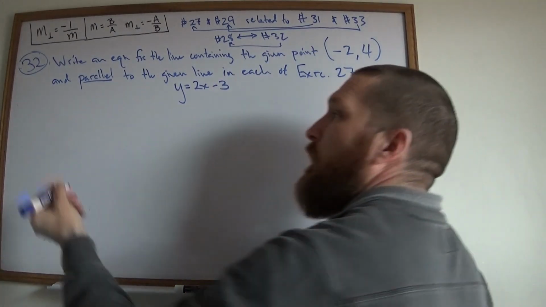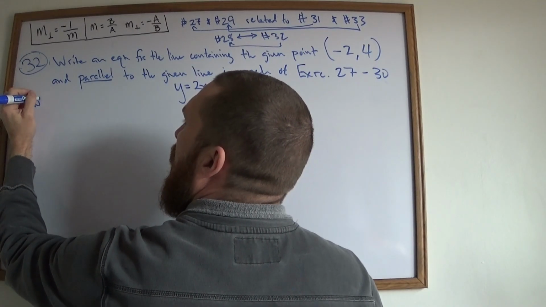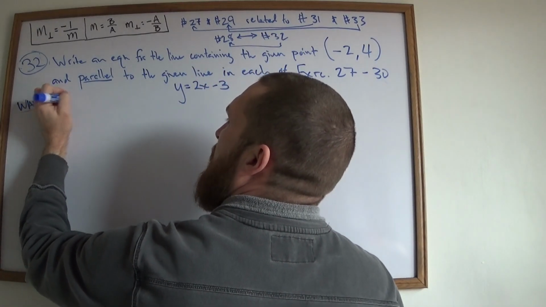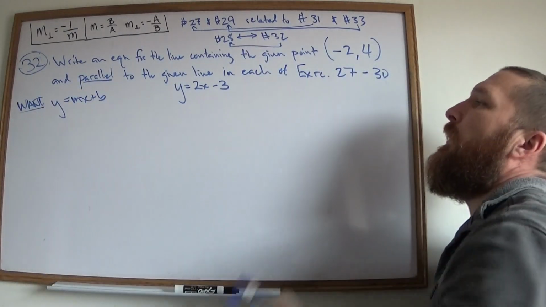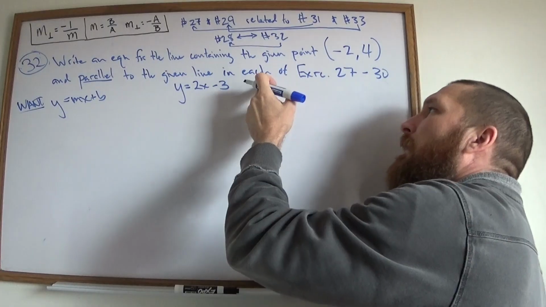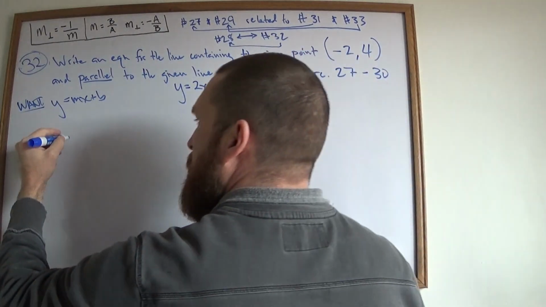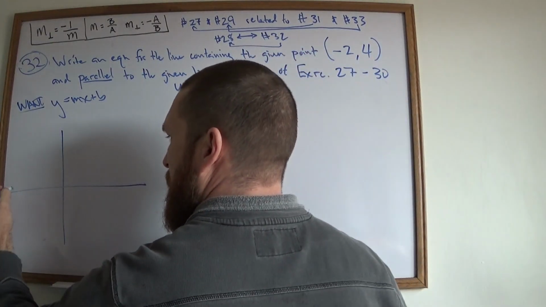Well, what do we want? We want y equals mx plus b. Containing that point, yep, and parallel to that line. Well, we just did this, so we could do this easily again.